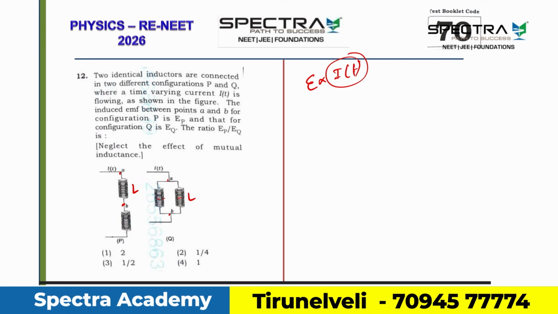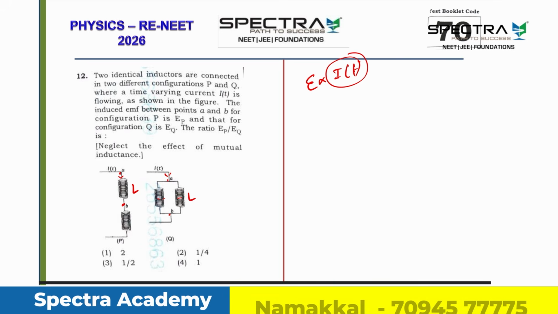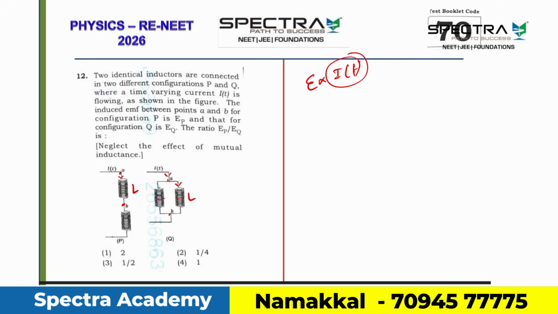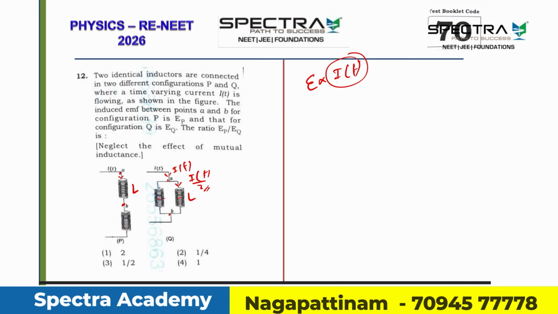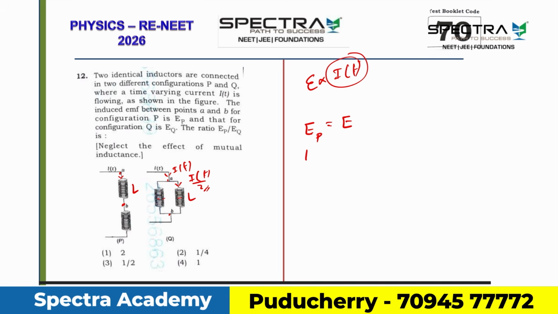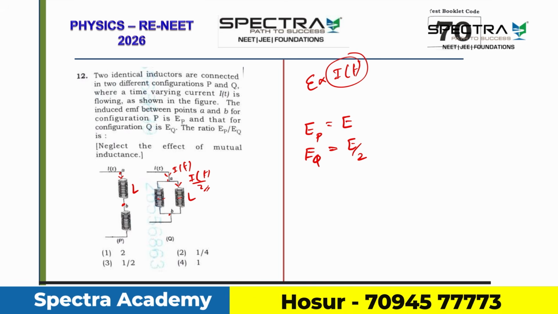Okay. So here a current I of t comes first, but in the other case only I of t by 2 passes through. So the induced EMF, being proportional, becomes half. So for example, across A and B the induced EMF in the P case is E. The induced EMF in the Q case will be E by 2, because the current through that inductor is getting halved.